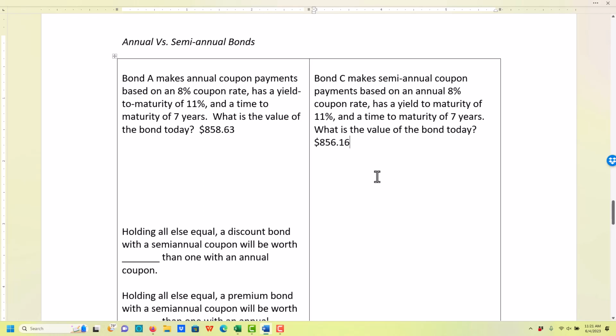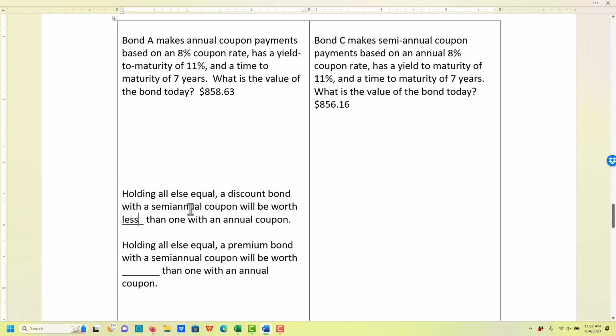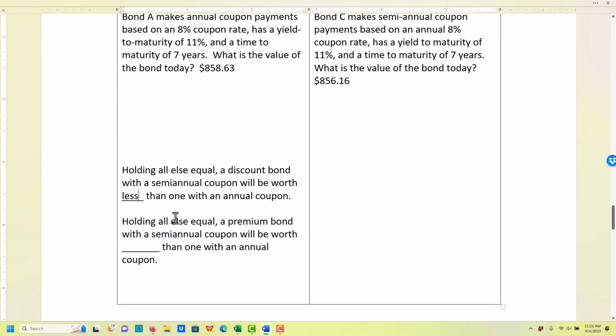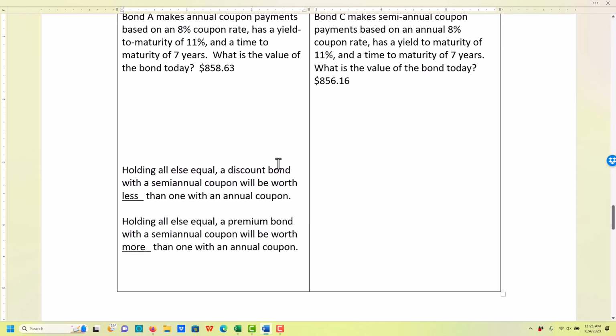Holding all else equal, a discount bond with a semi-annual coupon will be worth less than one with an annual coupon. Holding all else equal, and I don't have an example here for this, but I'll just tell you what the answer is. A premium bond with a semi-annual coupon will be worth more, but only slightly, than one with an annual coupon.